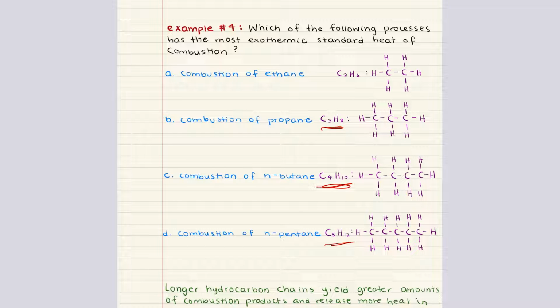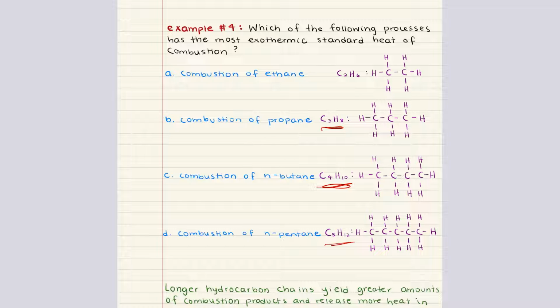Now, the heat of combustion, this is the amount of heat released when 1 mole of a substance is burned completely in oxygen. It's an exothermic process, meaning it releases energy. Now, in general, the more carbon and hydrogen atoms that a hydrocarbon has, the more energy it will release upon combustion. This is because there are more bonds to be broken and formed during the combustion process, resulting in a higher release of energy. Now, all 4 of our options are hydrocarbons, also called alkanes.